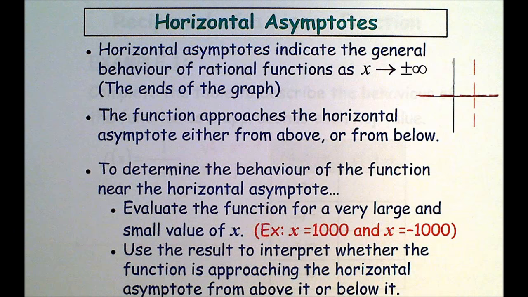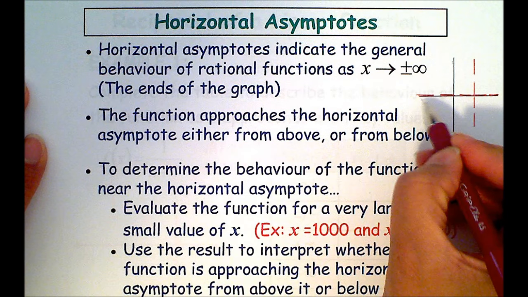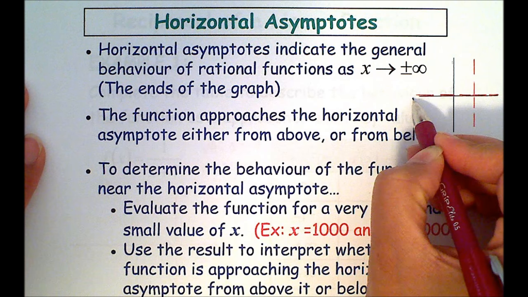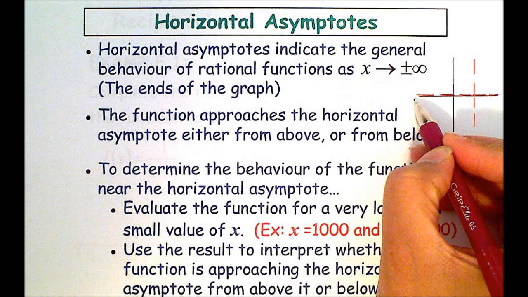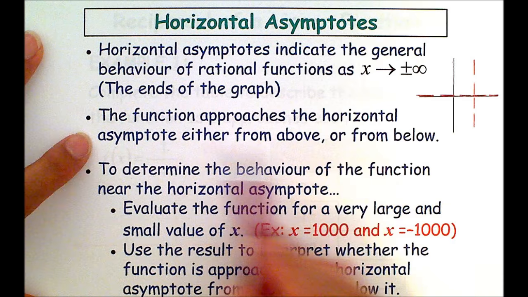Okay, so horizontal asymptotes indicate the general behavior of rational functions as x approaches positive or negative infinity. So we're looking at the ends of the graph. We're trying to see, as the graph approaches positive infinity towards the right or negative infinity towards the left, what the behavior of the function is like. And typically the horizontal asymptote tells you that behavior.